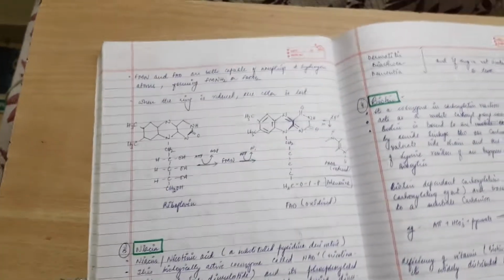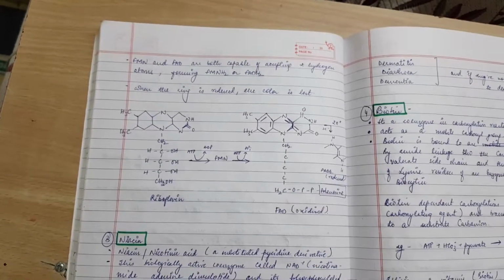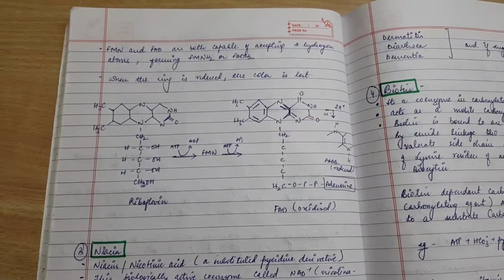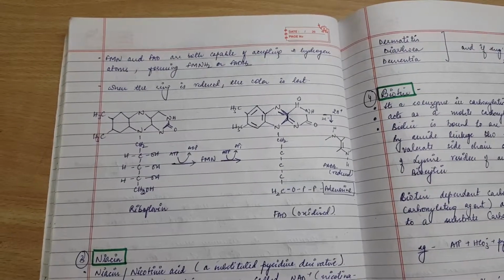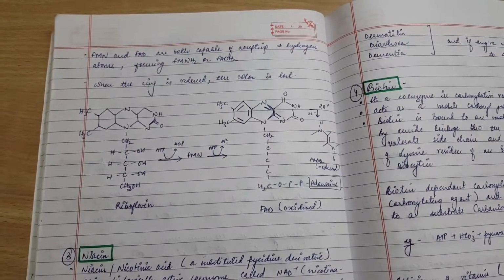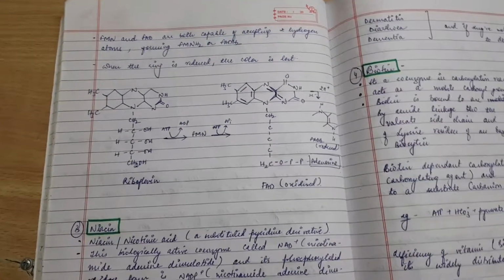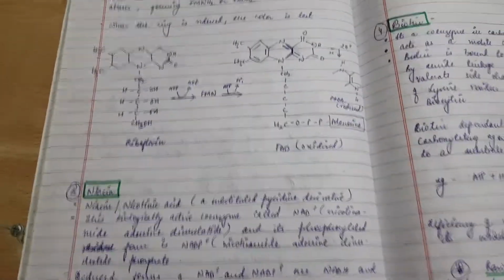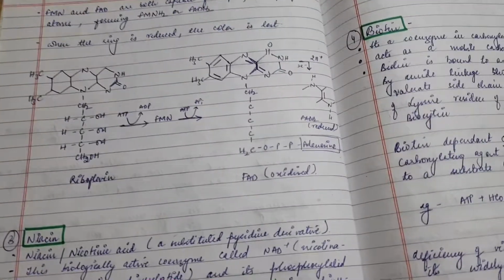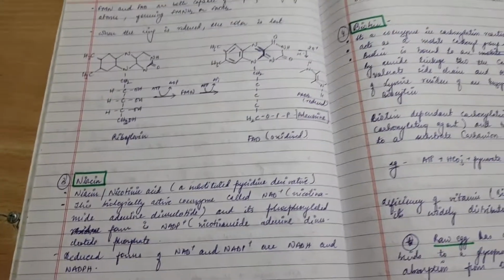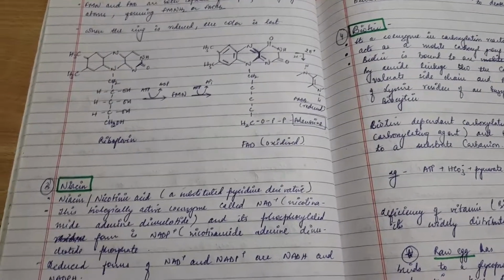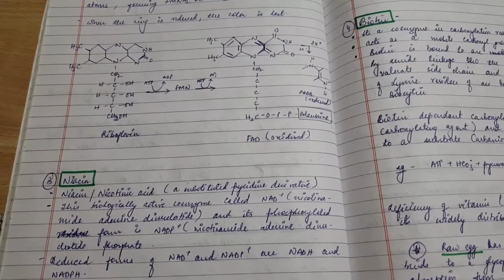Okay. So next, FMN and FAD are both capable of accepting two hydrogen atoms, forming FMNH2 or FADH2. When the ring is reduced, the color is lost. You can see here the structures are very important. You need to know the structures. However, it is important only for the theoretical basis. In the exam, nobody's asking you the structures, but you need to know these deficiencies and what their structure is.